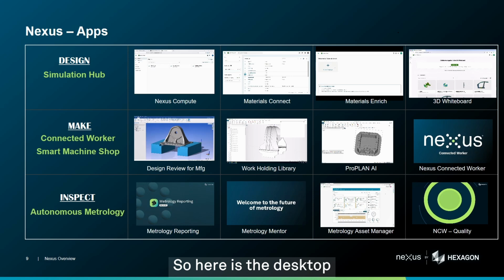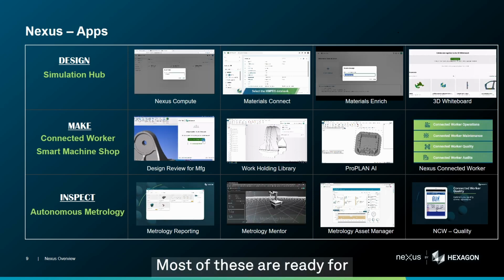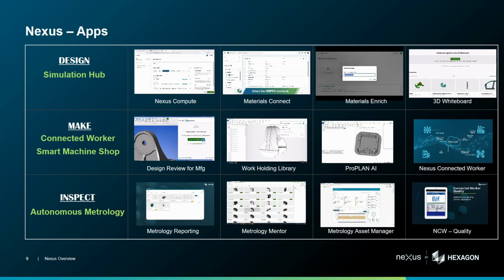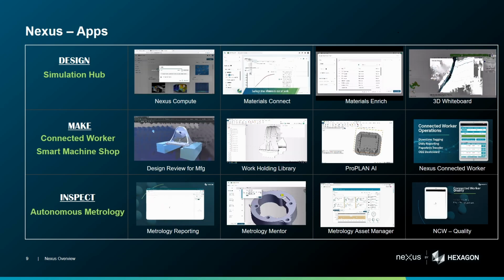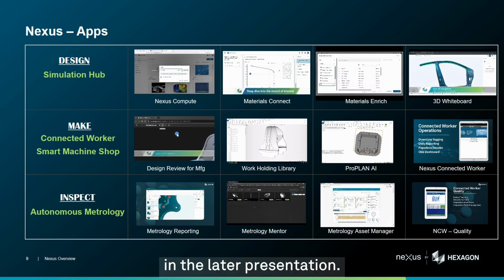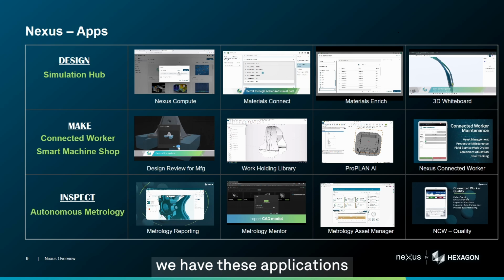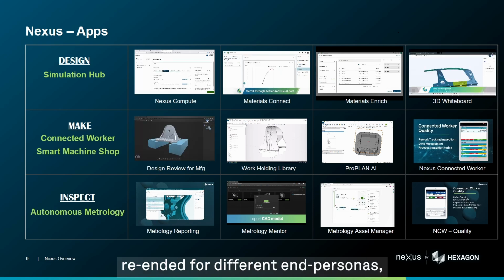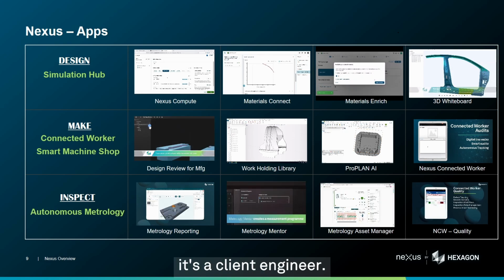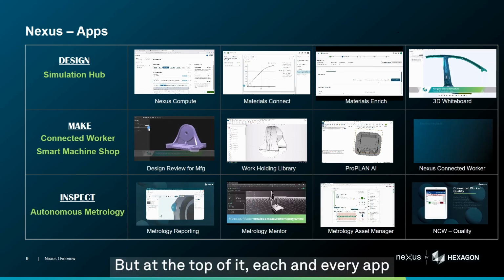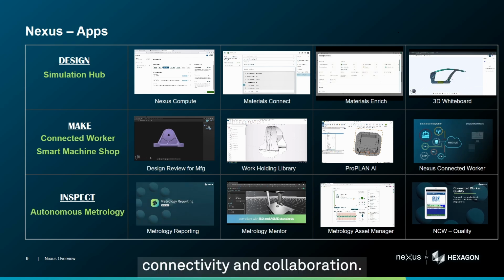Here you see just snippets of applications that we have commercially launched. Most of these are ready for you if you want to use them. Today we won't have time in this session to go through each and every app, but some of them I'll cover in the later presentation today. If you look at it, we have these applications created for different end personas, whether it's a designer, a production engineer, or a quality engineer. But at the heart of it, each and every app has the same theme: connectivity and collaboration.